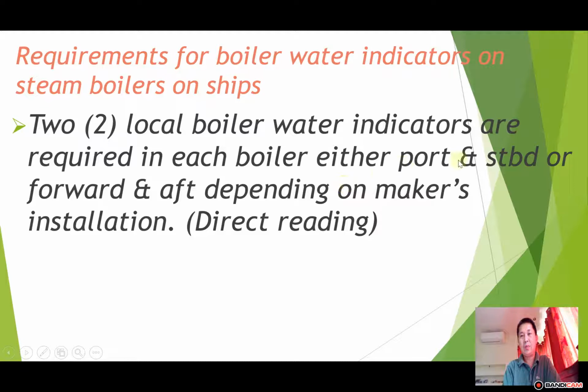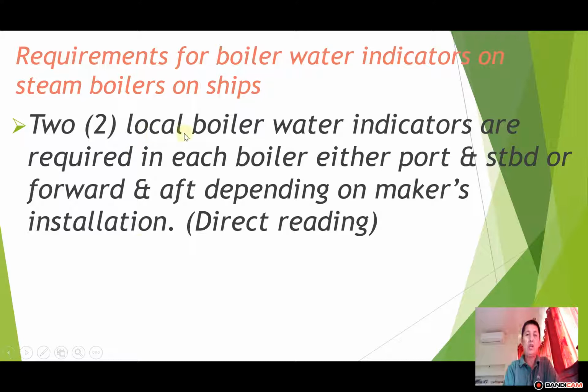So this is port and starboard. The port side is the left side of the ship and the starboard is the right side of the ship. Or forward is the front of the ship, and aft means astern, or the back side of the ship. So forward is front and aft is back, depending on the maker's installation.